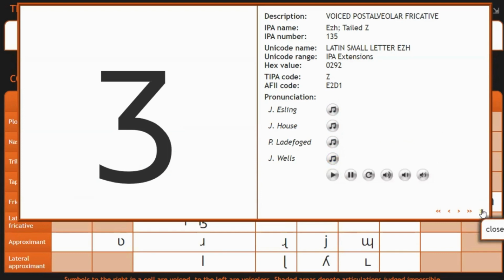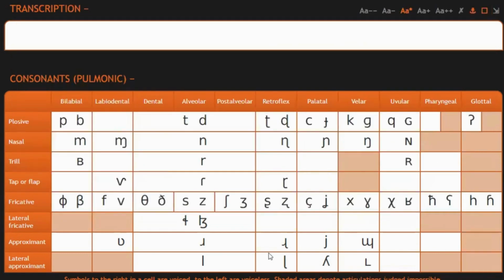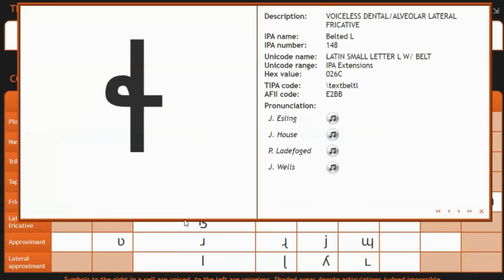So this sound is similar to what we have in English, like in pleasure. Now I have the lateral fricative.